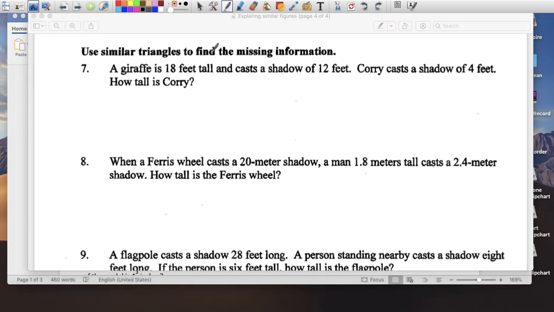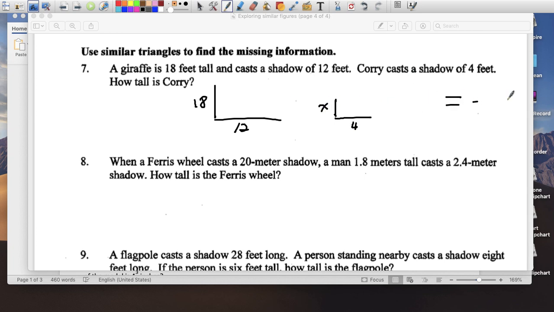Okay. Here we go. So we have a giraffe, and I'm gonna put the giraffe that's 18 feet tall, and is casting a shadow that's 12 feet. And then there's Corey, who's 4 feet tall. Oops. Corey has a shadow, sorry, who's 4 feet, and we want to find his height. So that's how we draw it.